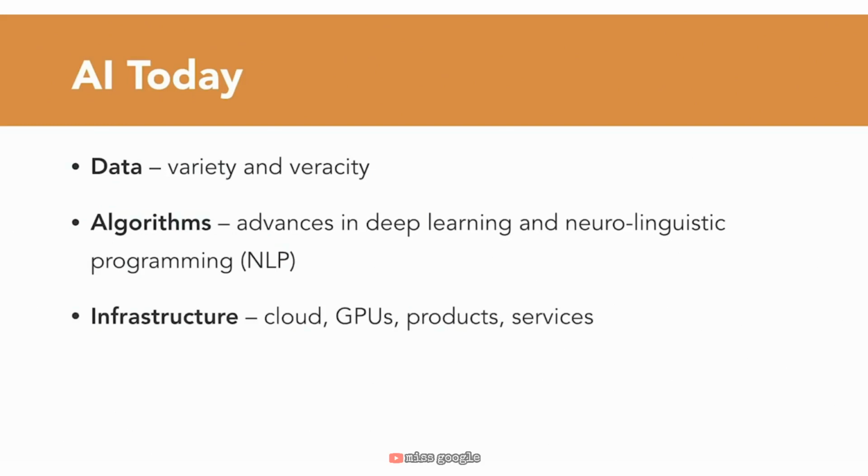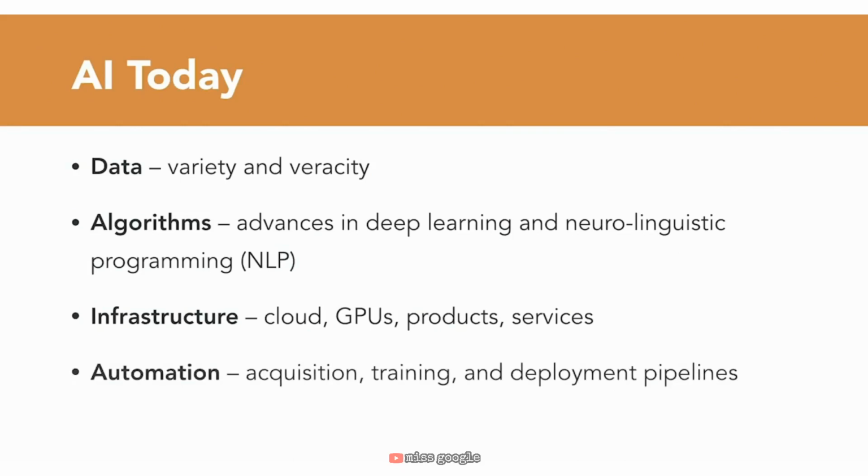Cloud technologies, GPUs, and AI-specific products and services have enabled fast adoption of AI inside the organization. Automation has also grown in all phases of AI, including acquisition, training, and deployment pipelines. This has enabled distributed large teams to collaborate and deliver AI solutions. Finally, the cost of building AI applications has also dramatically reduced, making it a cheaper alternative to existing manual options.